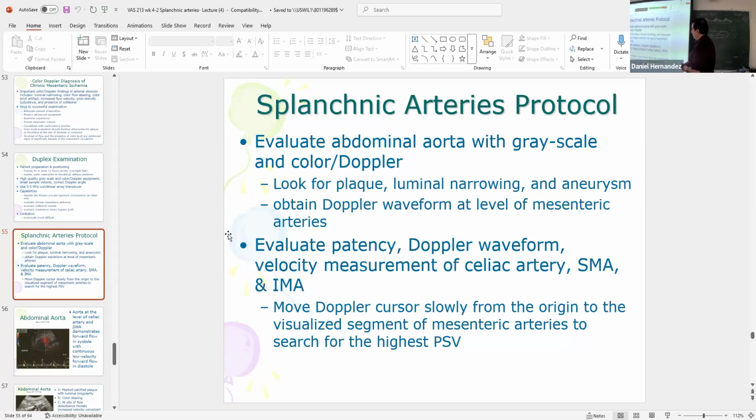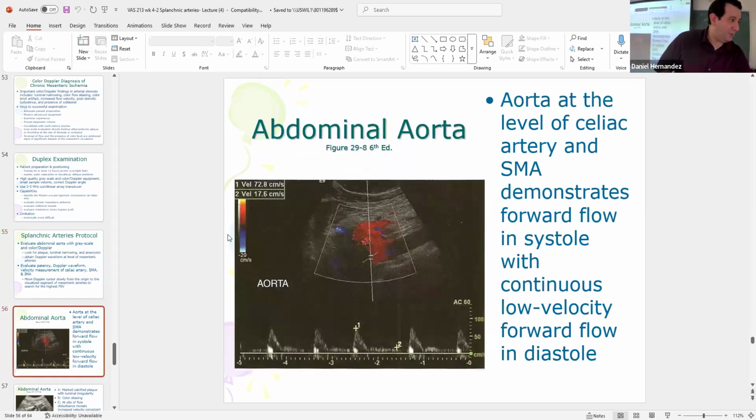Evaluate the patency, Doppler waveforms, and measure velocities again of our 3 vessels. Move the Doppler cursor slowly from the origin to the visualized segment of the mesenteric arteries to search for the highest peak systolic velocities. Basically, that's telling you to walk through the area of stenosis, taking multiple sample or Doppler measurements.